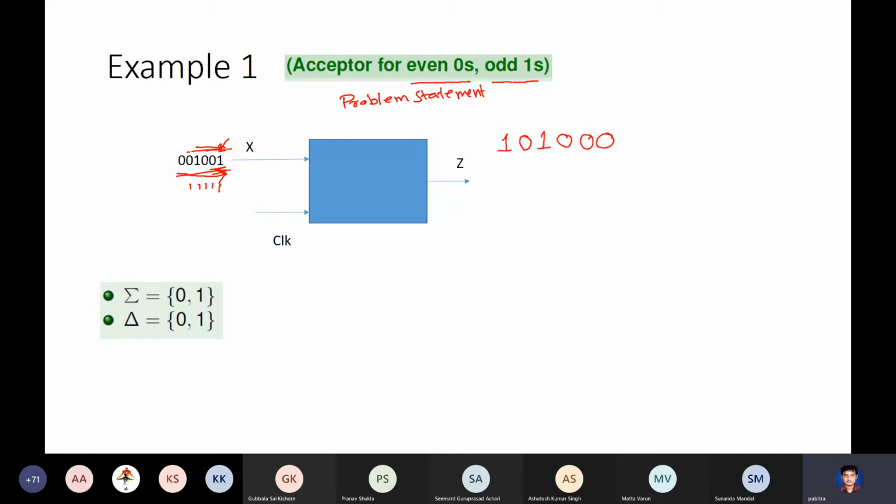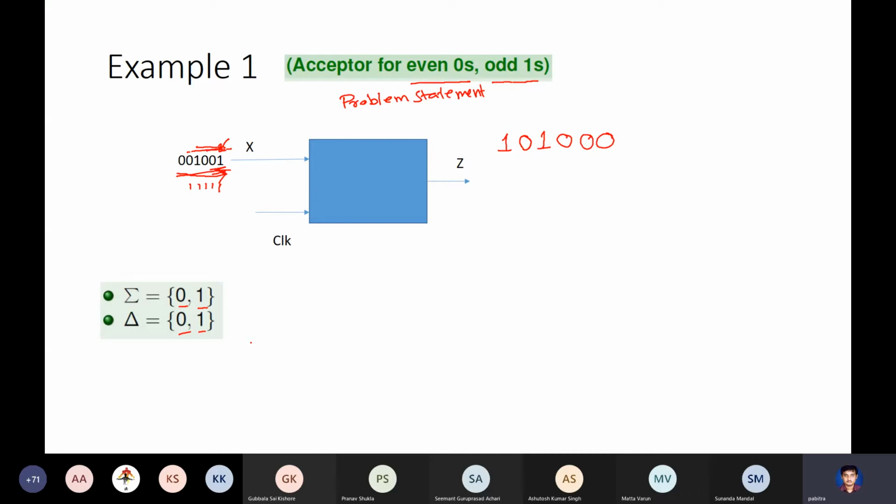So naturally, the input is a single bit stream. The input is either 0 or 1, and the output, since it's an acceptor, is kind of an indicator. The output is also 0 or 1. So now we want to design a Moore machine for this problem.